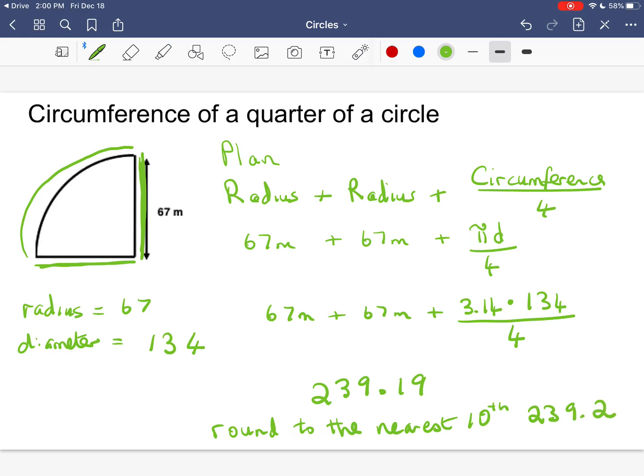239.2. So finding circumference of a quarter or a half of a circle, the first thing to do is make a plan. What parts are shown on the outside and what's the perimeter? In this case it's the radius plus a quarter of a circumference. Calculate all of those and add them up.